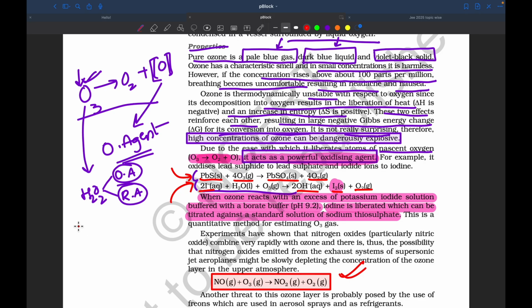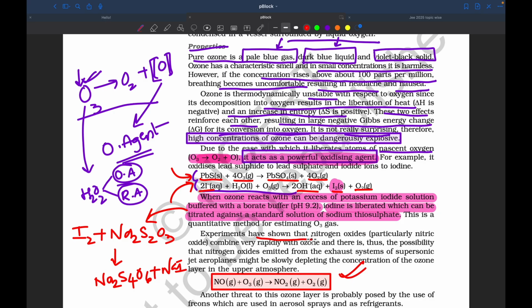I gave you the reaction: I2 reacts with sodium thiosulfate, Na2S2O3, which gives sodium tetrathionate, Na2S4O6, plus sodium iodide. So this is used to estimate the ozone.